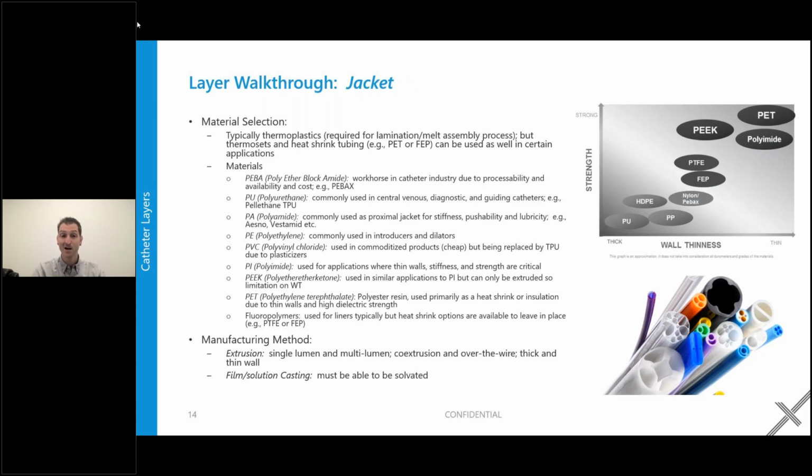PEBAX is actually a brand name by Arkema. So PEBA is the general term, polyether block amide. A lot of people don't realize that. There's a few other manufacturers that make PEBA besides Arkema, but Arkema is certainly the most common.